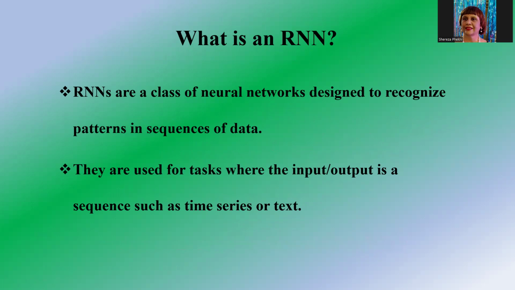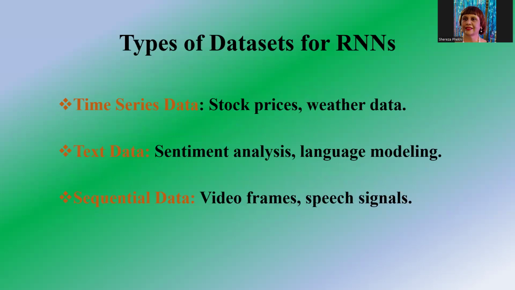Recurrent networks are a type of neural network specifically designed to process sequences of data. Unlike traditional neural networks, RNNs have connections that form directed cycles, enabling them to maintain a memory of previous inputs. This makes them particularly useful for tasks where the order of data matters, such as time series forecasting, natural language processing, and speech recognition.